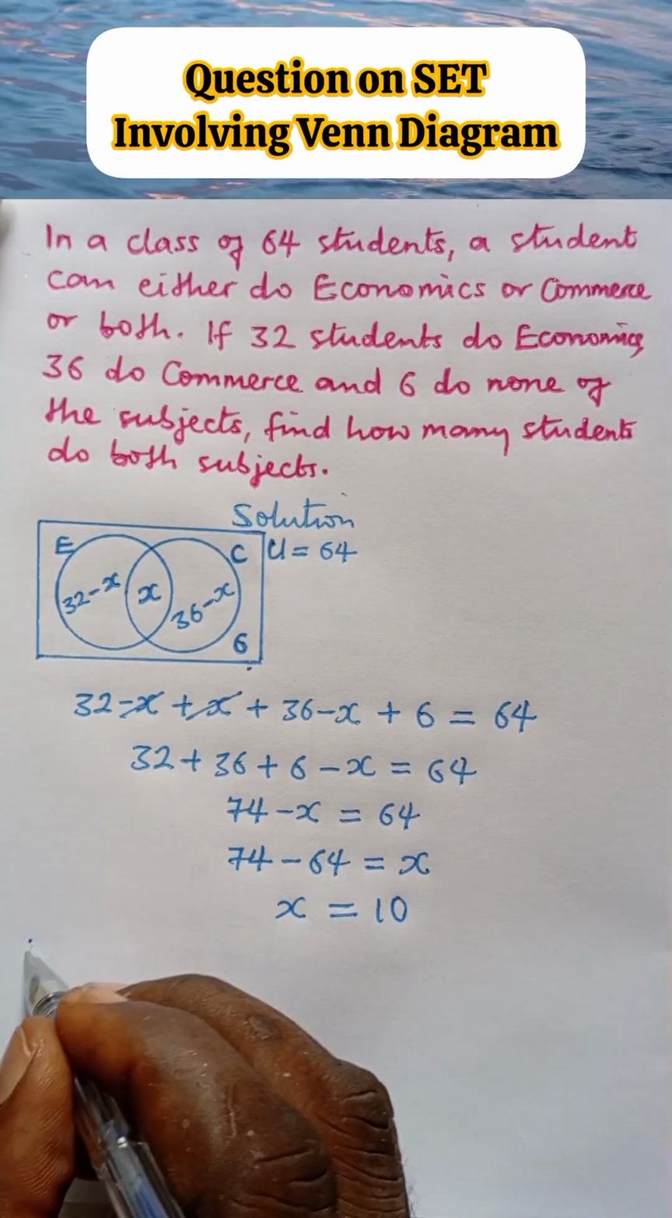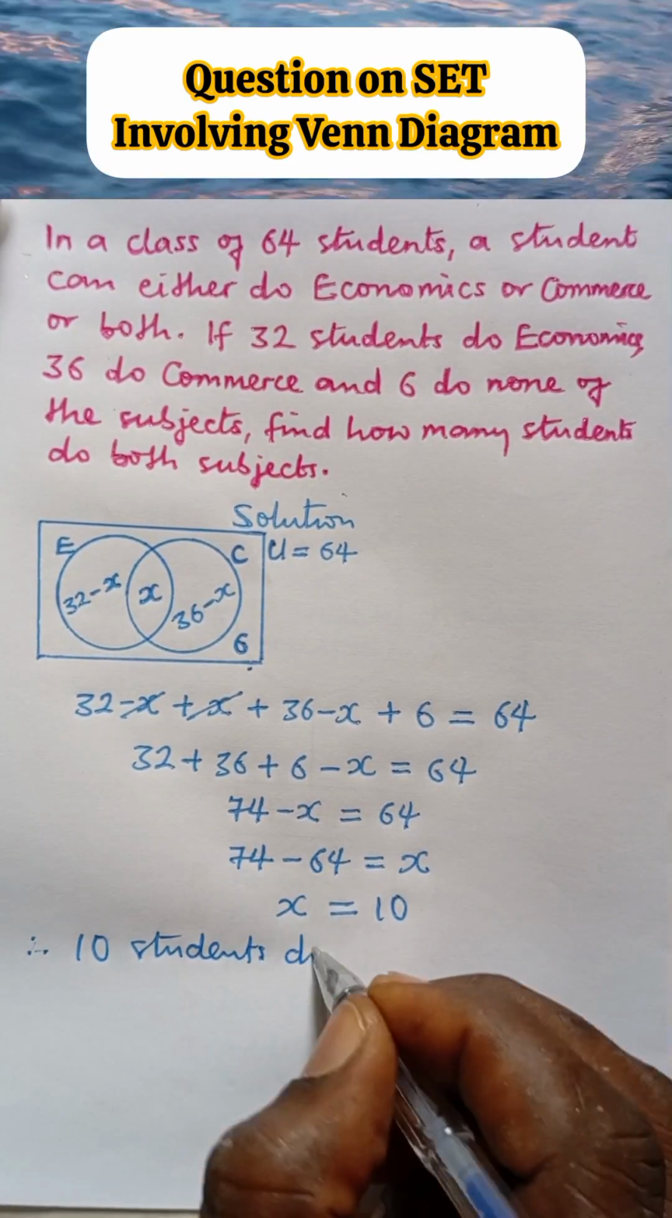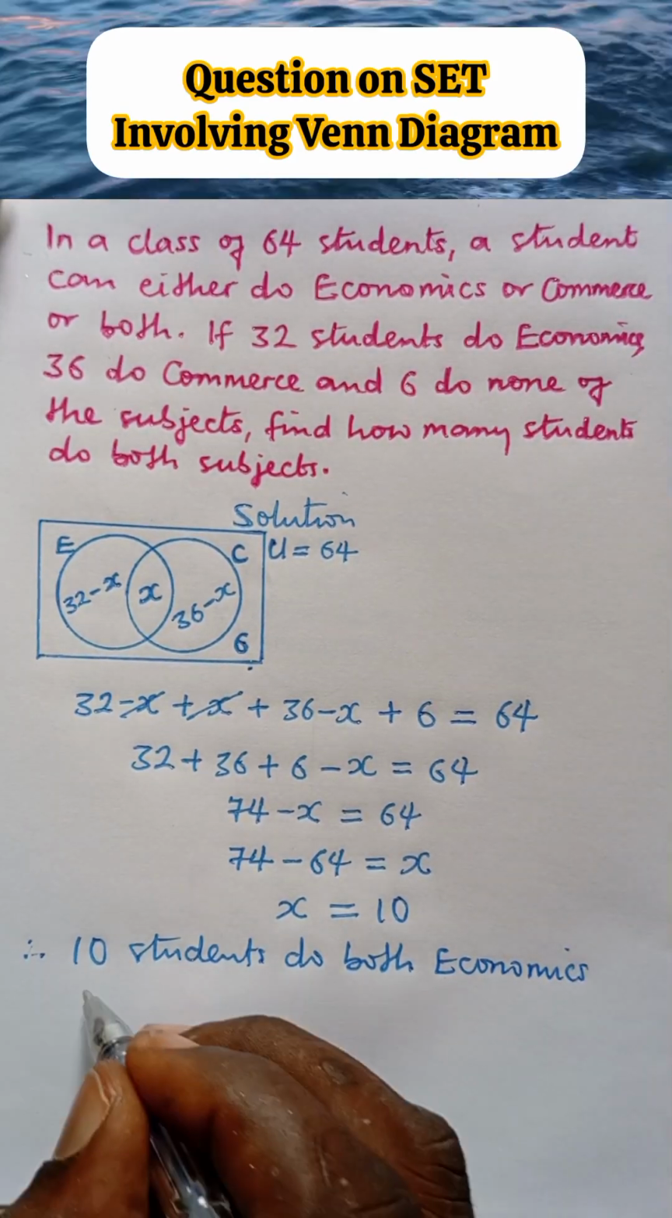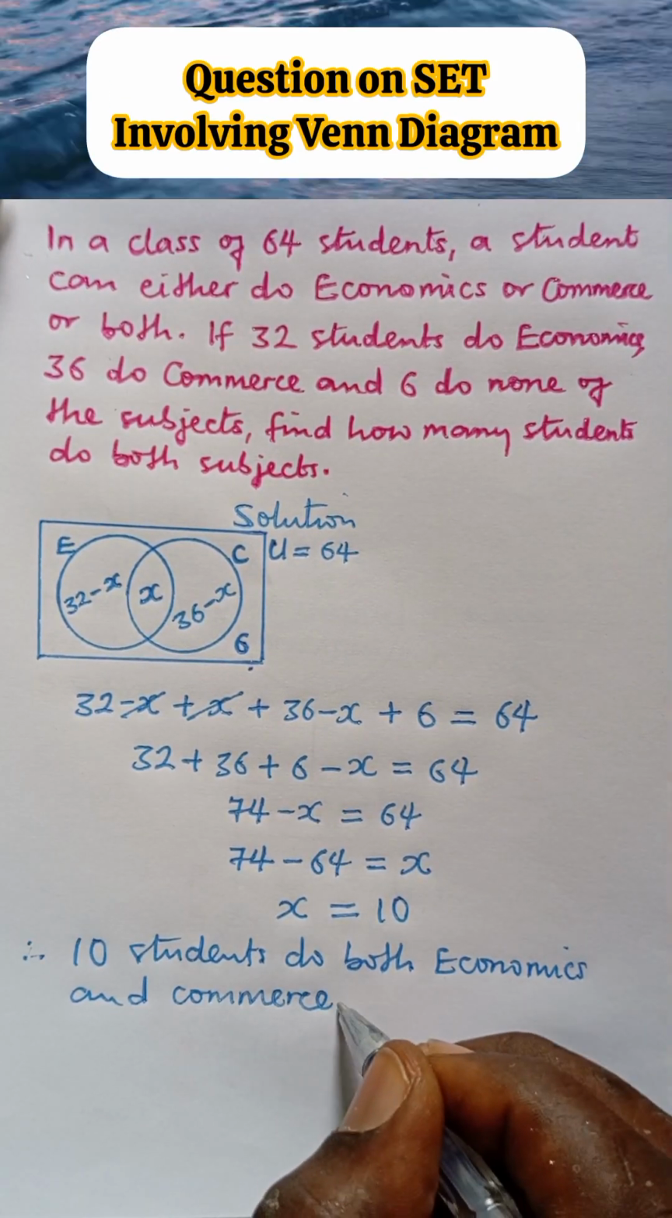We can come in now to say, therefore, 10 students do both economics and commerce. And this is our final answer.